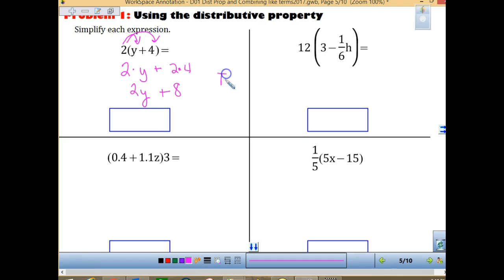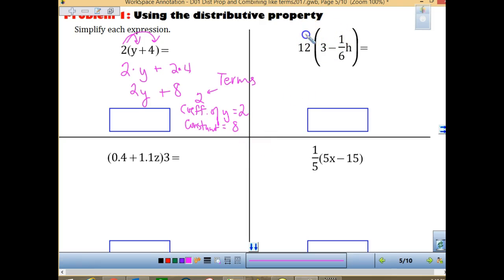If I was looking for the number of terms, how many terms? 2. Coefficient of y is what? 2. Constant. Do we have a constant in this one? Yeah. It is the 8. Is that making sense to everyone? Thanks, Anisha.